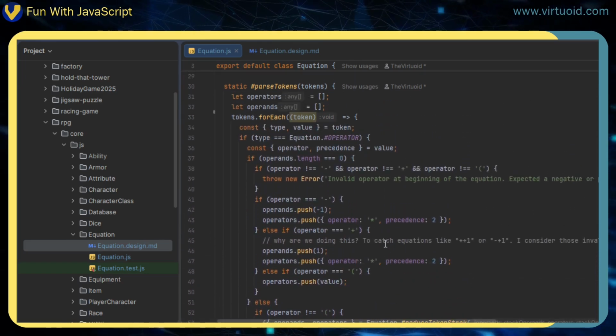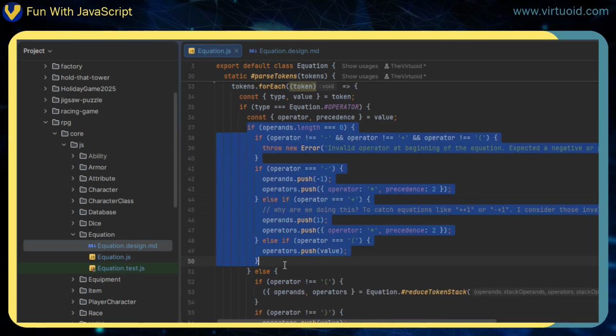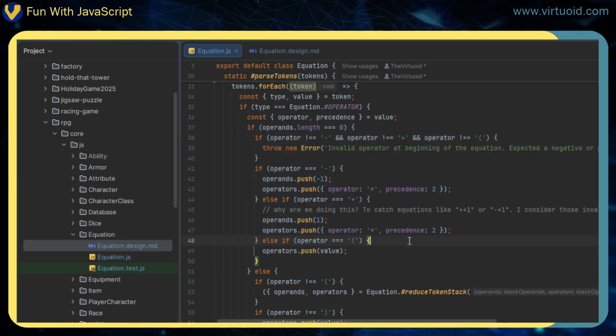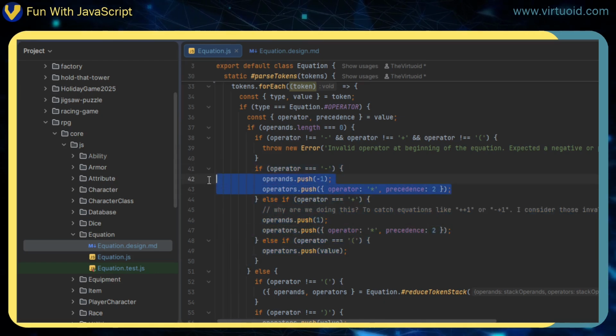The big thing here is the tokens, the operators. The first of the big things here is that if the operand's length is 0, like if there are no operands whatsoever on the system, then we know we're at the very beginning of the equation. And what I want to do here is that if we are not a plus sign, a minus sign, or a left parenthesis, we're going to throw an error. And if we are a minus sign or a plus sign or a left parenthesis, then we're going to push values onto the operand and operator stacks. If it's a negative value, we're going to push -1 onto the operand stack.